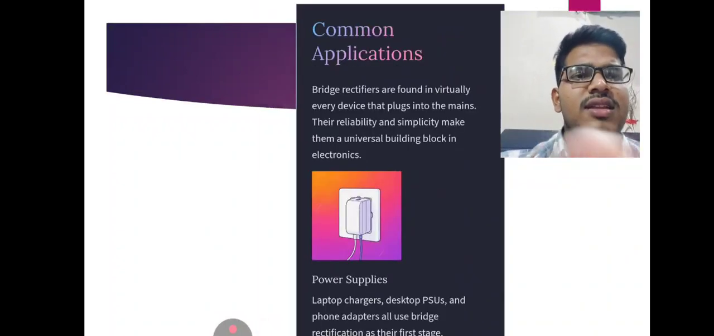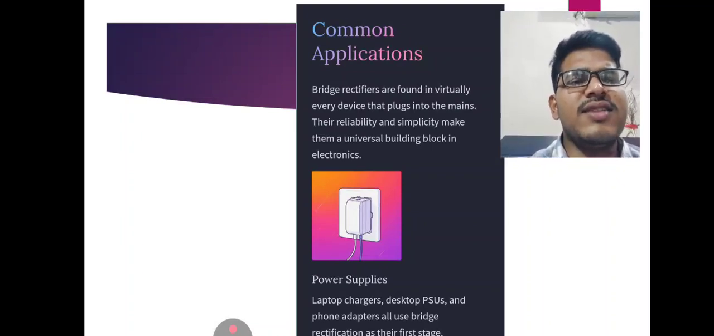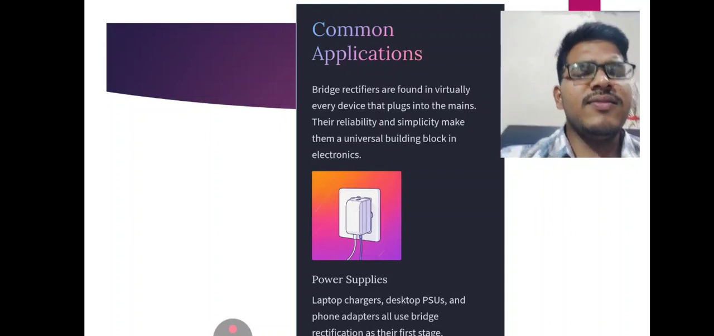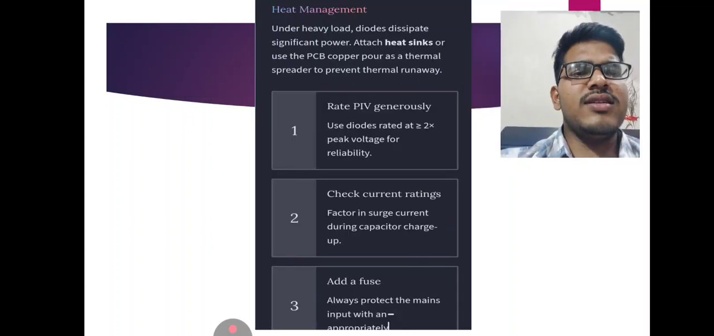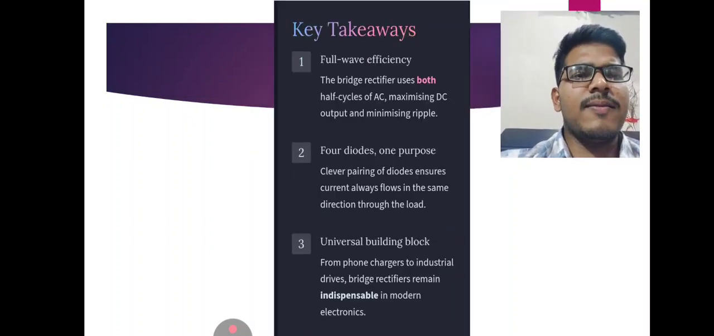And for common applications, we can see laptop chargers, desktops, and phone adapters, and we are using bridge rectifiers everywhere, in everything. So bridge rectifiers are very important nowadays.